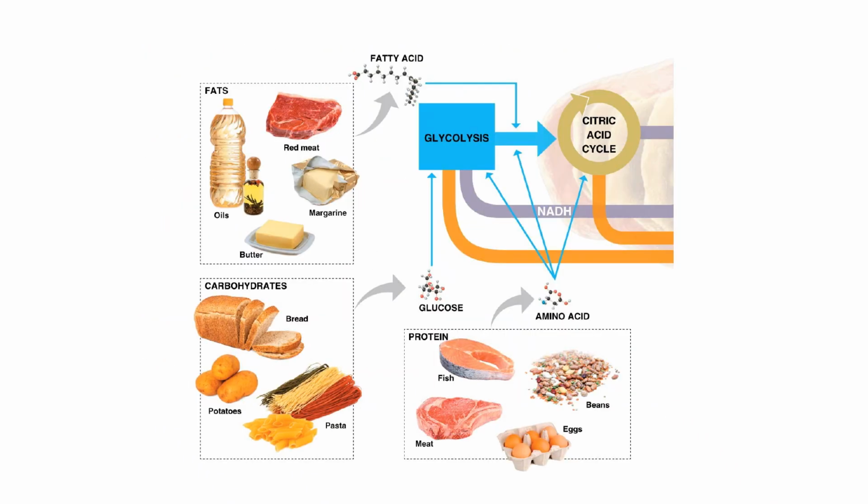Cellular respiration is not limited to glucose. Carbohydrates are broken down into glucose, which enters glycolysis. Proteins are broken down into amino acids, which can enter metabolic pathways at different points. Fats are broken down into fatty acids, which are converted into molecules that enter the citric acid cycle. Regardless of the starting nutrient, carbohydrates, fats, or proteins, the goal remains the same: to generate high-energy electron carriers that feed into the electron transport chain, producing ATP.